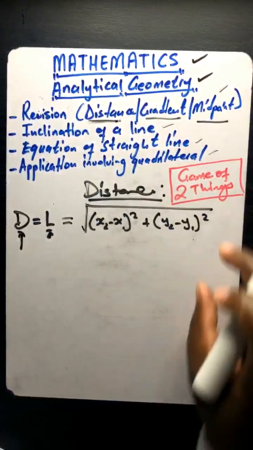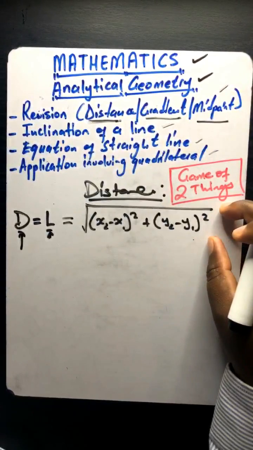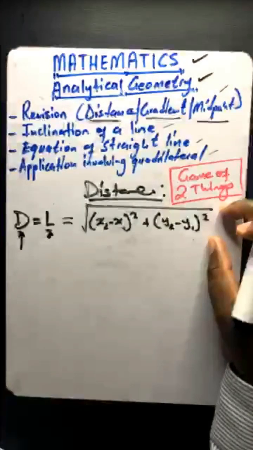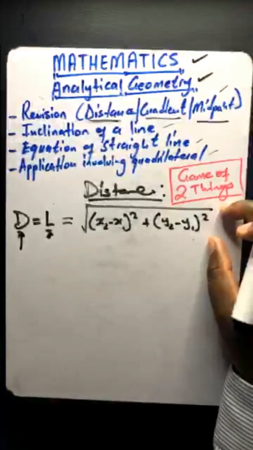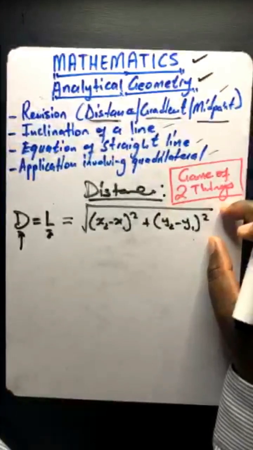So that means the moment you see yourself using this formula, you must be having two things. What are those two things?